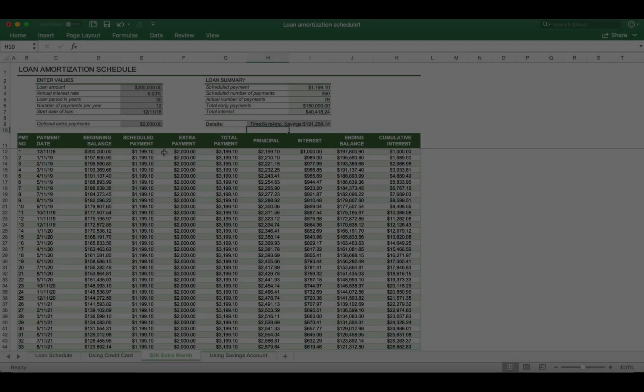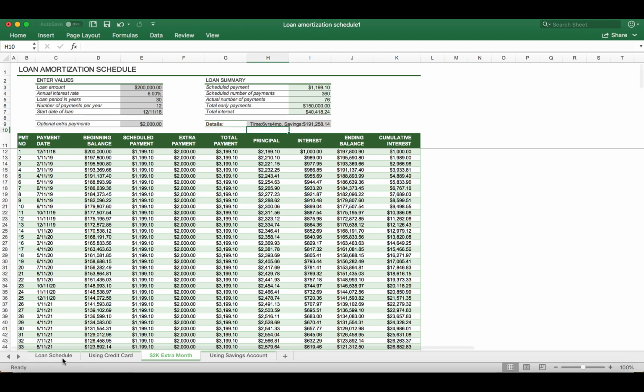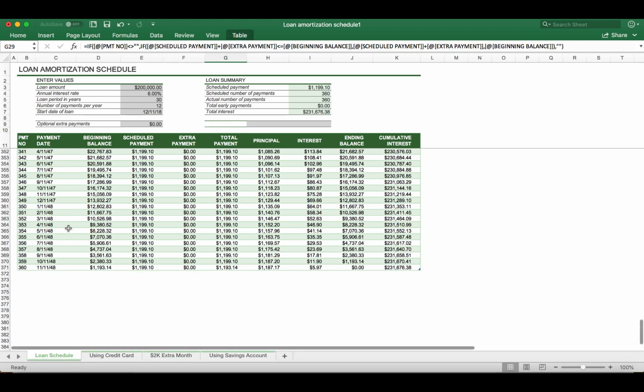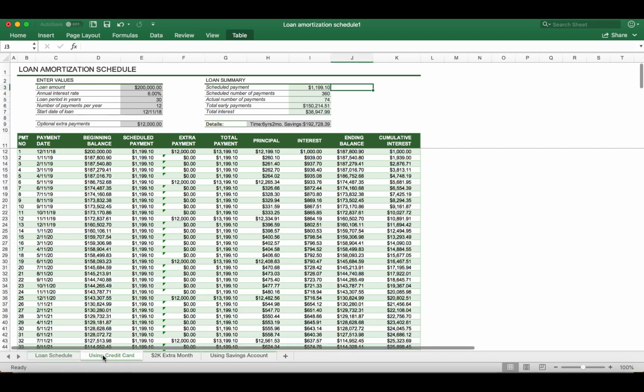To run this scenario and compare using a credit card versus paying $2,000 cash towards the principal of the mortgage, I plugged these numbers into an amortization calculator inside of Excel. I created different tabs to compare. This is the loan information without applying any extra payments. This is the information for using the credit card as our strategy suggests, so the extra payments are $12,000 every 6 months.